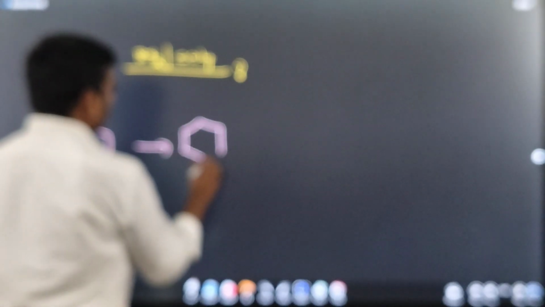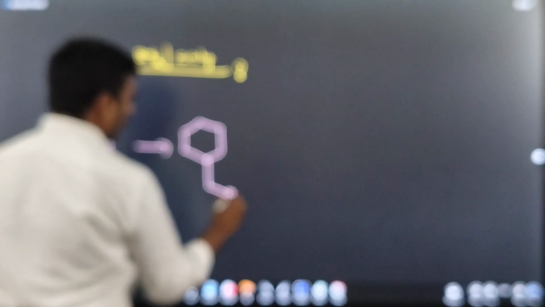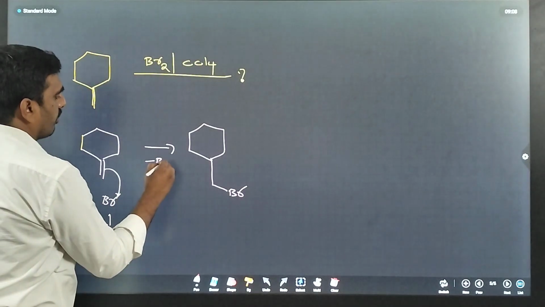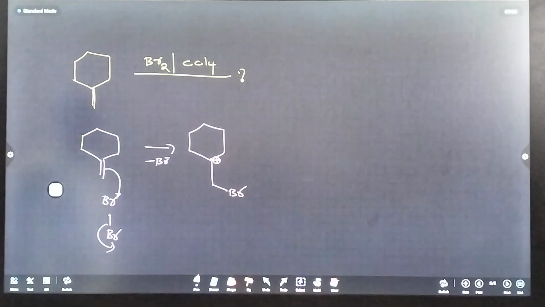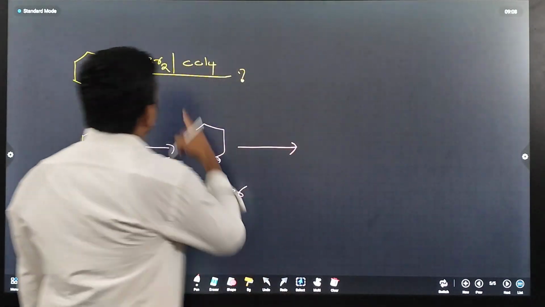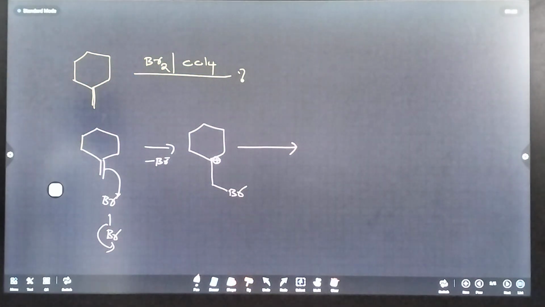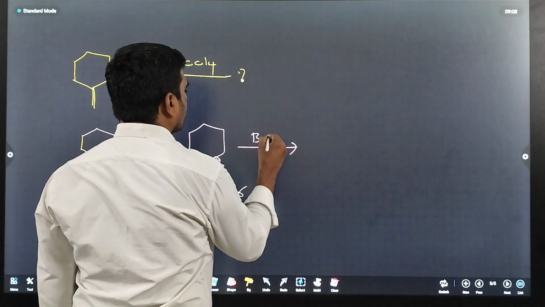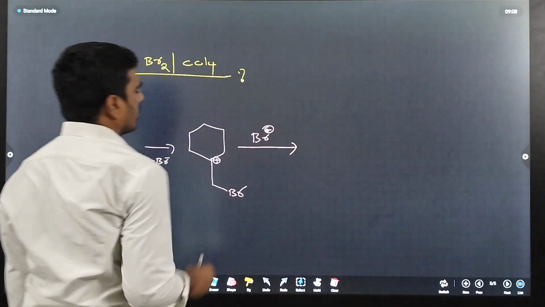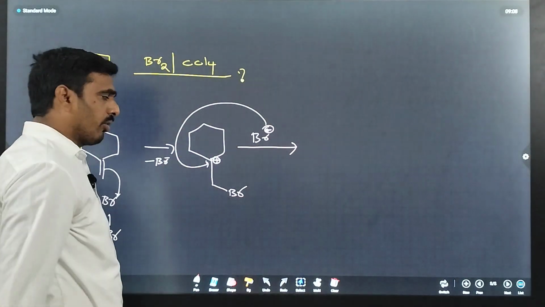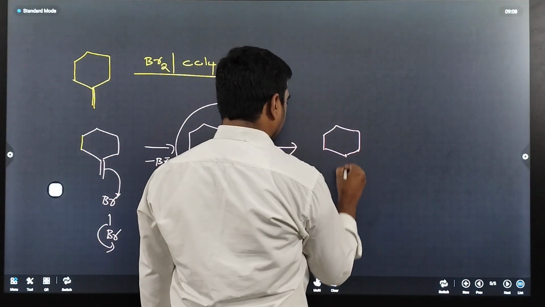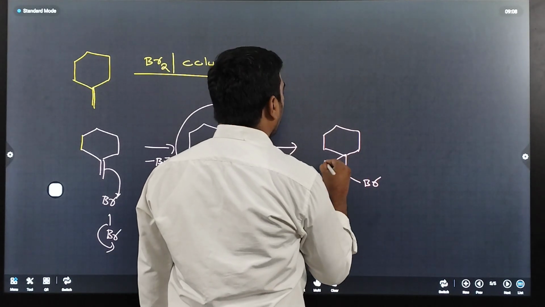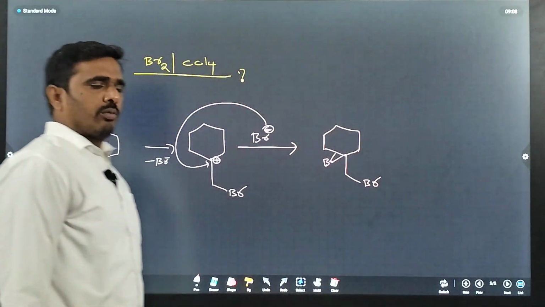So we get Br, and here Br minus is released. This carbon gets a positive charge. This is the tertiary carbocation. Here we are using the non-polar solvent, so Br minus attacks from the backside. So this is an anti-addition that takes place, giving the anti-addition products with Br and Br.